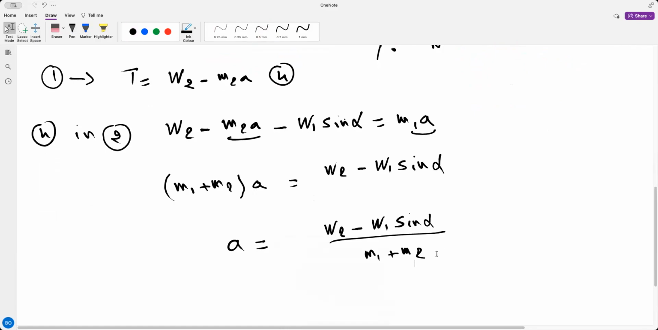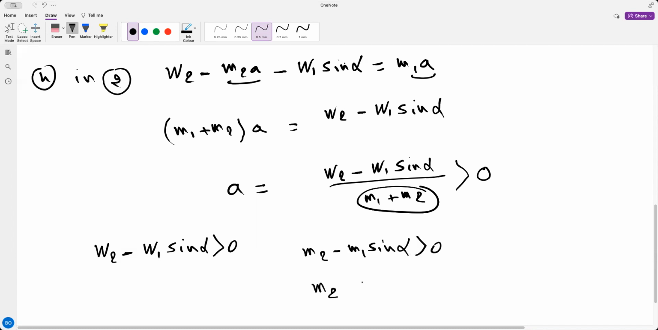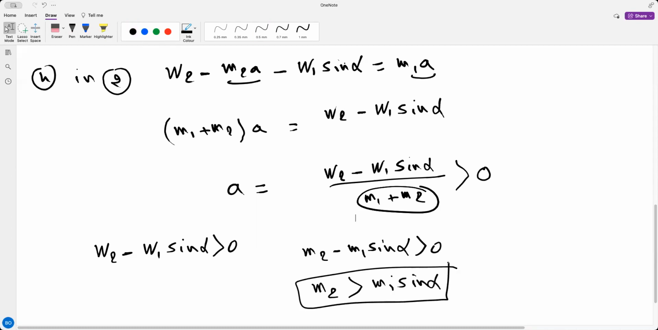If the object has to move to the right, this quantity must be bigger than 0, positive, because we chose the acceleration in that direction. So our analysis should give us a positive acceleration. What does this mean? This means that W2 minus W1 sine alpha must be positive. And we know that W2 is M2 g, etc. So M2 minus M1 sine alpha must be positive. So the condition is that M2 must be bigger than M1 sine alpha.